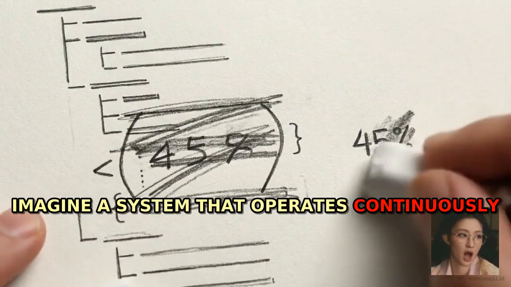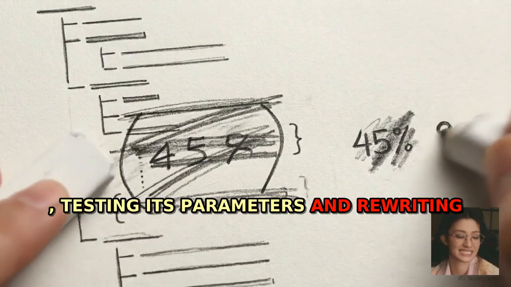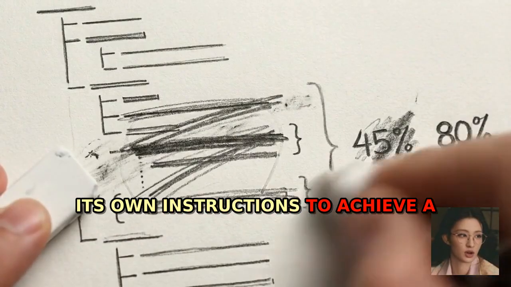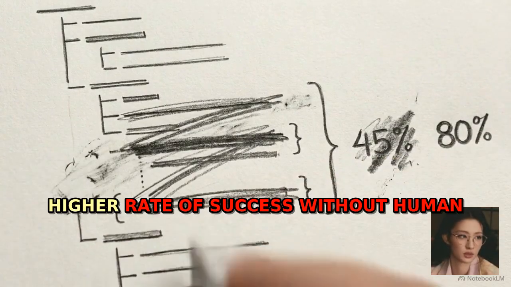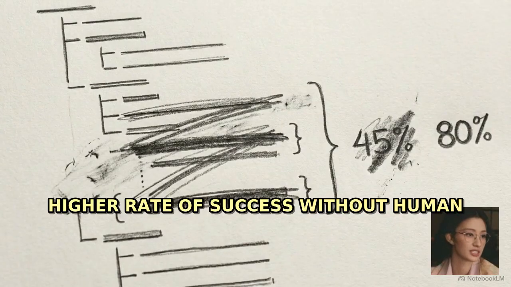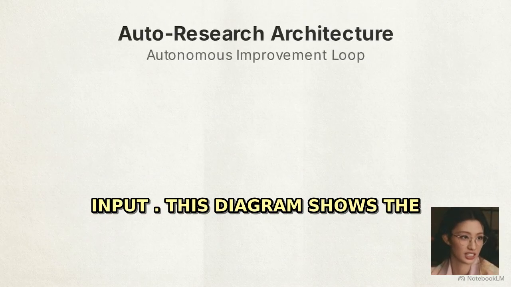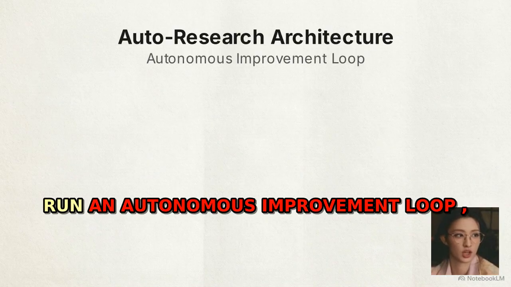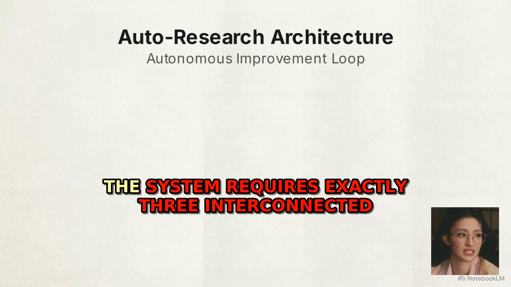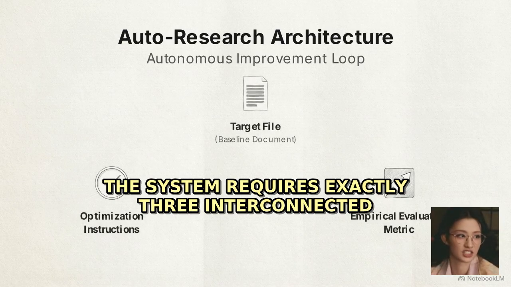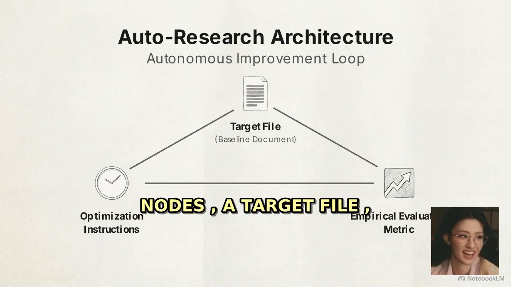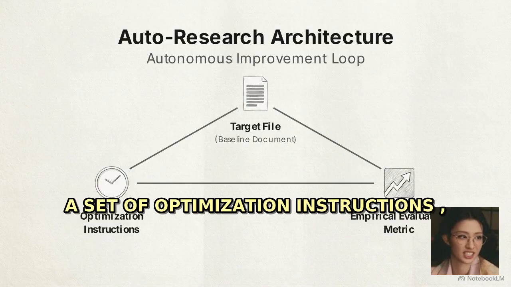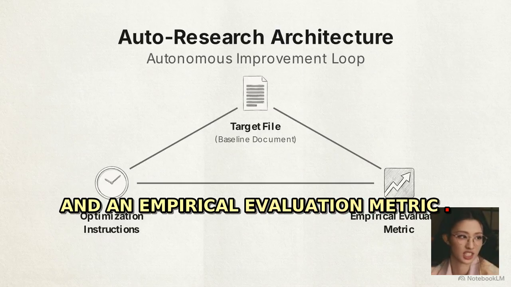Imagine a system that operates continuously, testing its parameters and rewriting its own instructions to achieve a higher rate of success without human input. This diagram shows the architecture of Andrej Karpathy's auto research repository. To run an autonomous improvement loop, the system requires exactly 3 interconnected nodes: a target file, a set of optimization instructions, and an empirical evaluation metric.